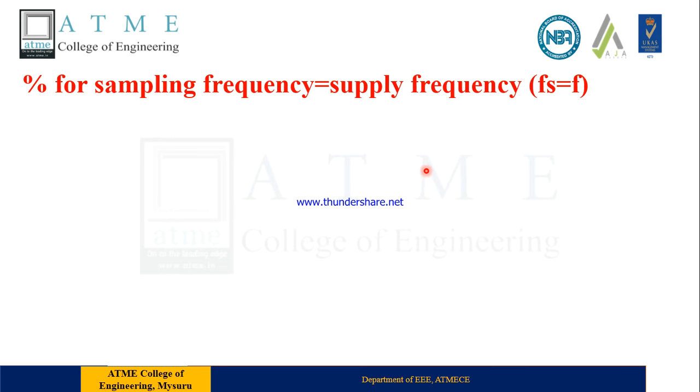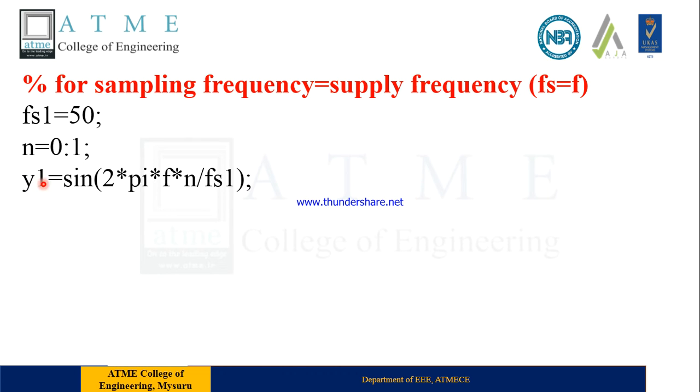In the first case, I'll use the sampling frequency equal to the supply frequency. So Fs is equal to Fm. My sampling frequency I'll be considering here as 50, equal to the supply frequency, which is 50, which I had considered previously. Here my time length I'll be considering as 0 to 1. Next, my output I'll be plotting as sine of 2 pi f. This time it's a discrete signal that we are trying to understand.